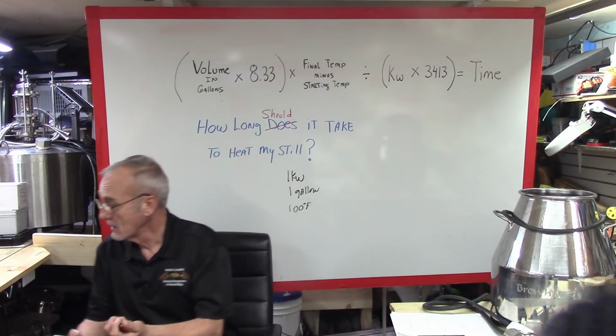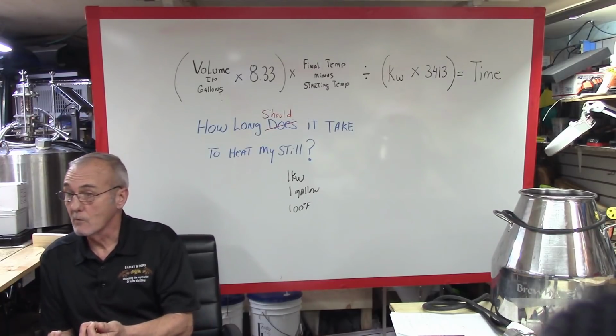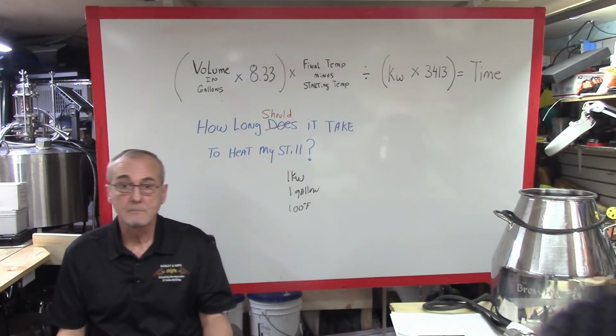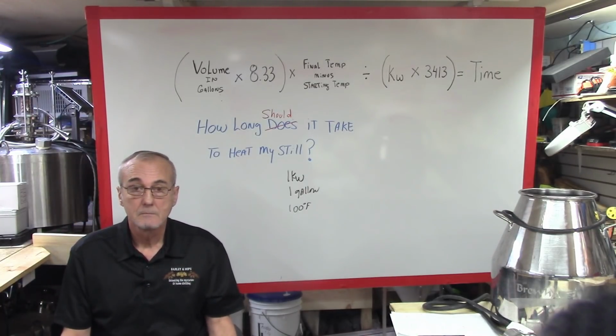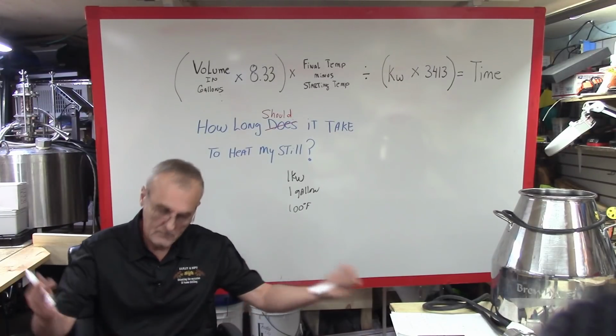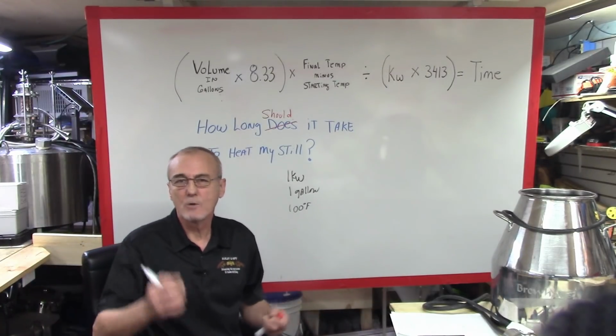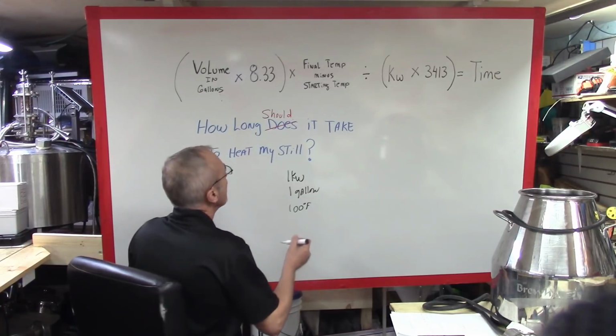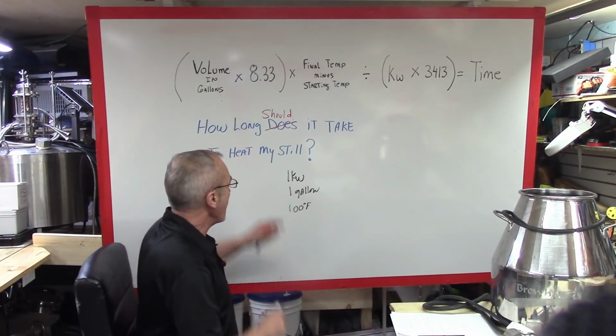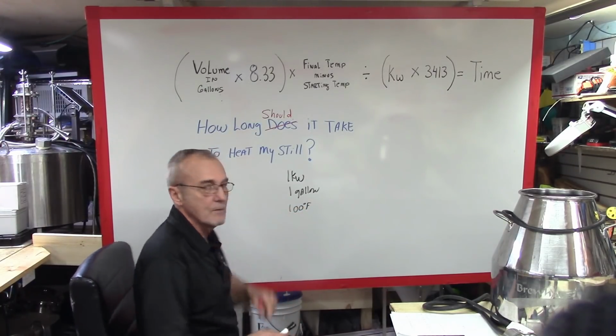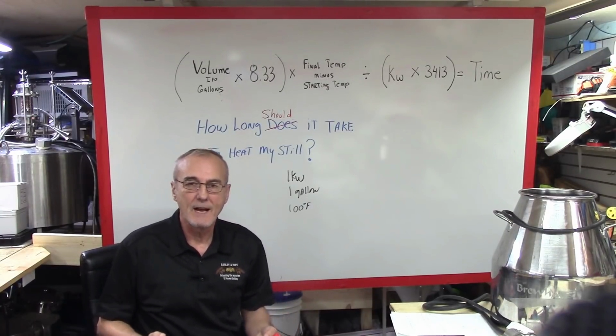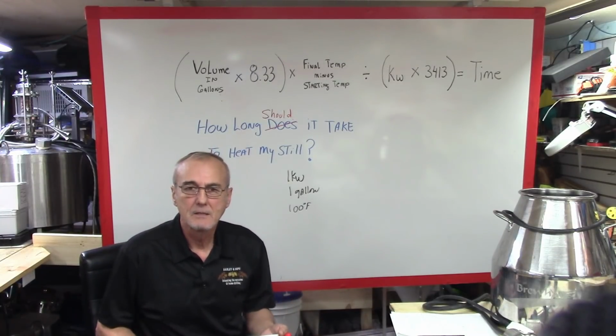Here's an example. Alexa, convert 1 gallon to liters. 1 gallon is about 3.8 liters. It's as easy as that, or just type it into your search bar. So we have 1 kilowatt, 1 gallon, and we're going to raise it 100 degrees Fahrenheit. How long should that take?